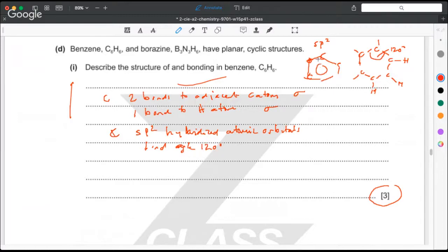Okay, so when you do sp2 hybridization and you work that through, you end up with one p atomic orbital that's not hybridized. It just gets left on its own. So there's an unhybridized p orbital on the carbon. And that unhybridized p orbital has the classic p orbital shape, like a dumbbell.